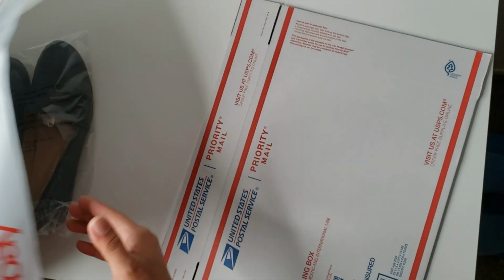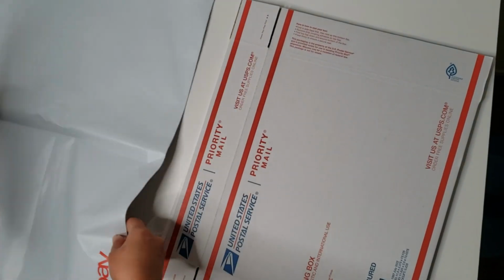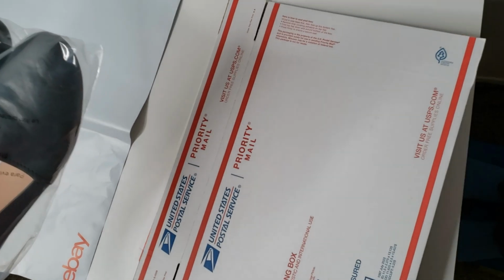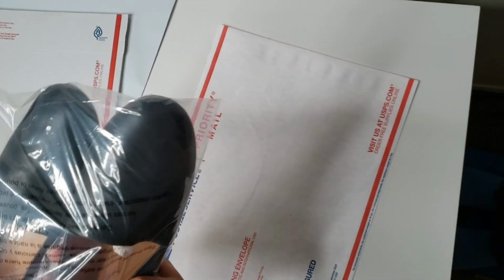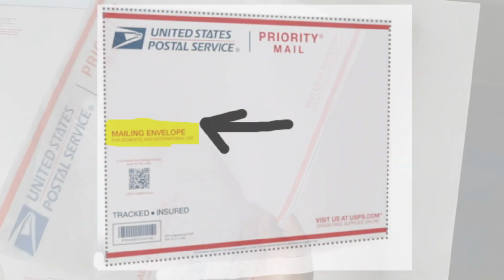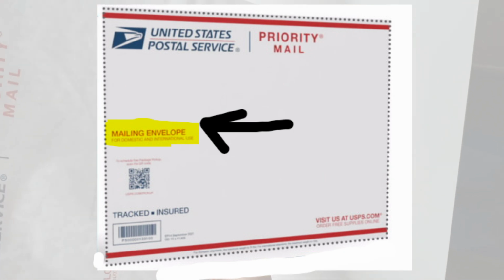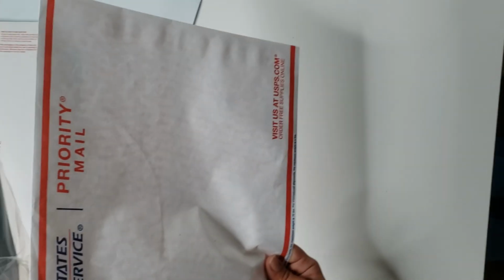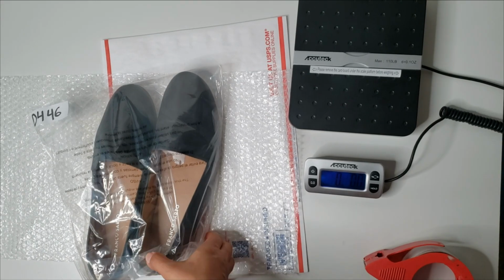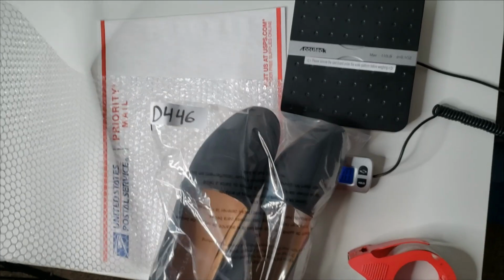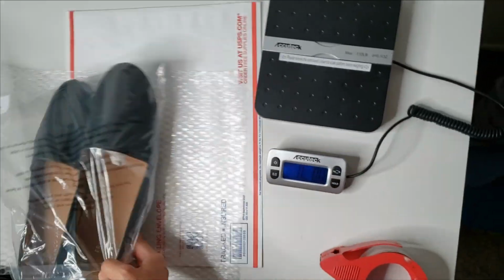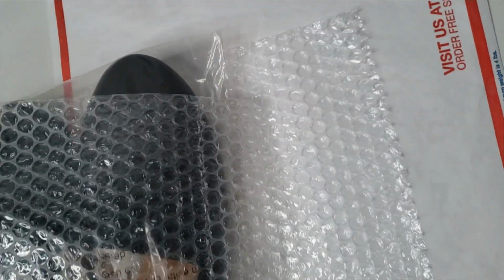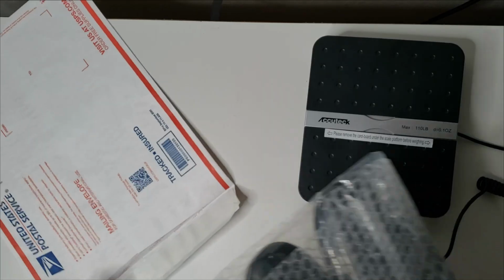If these were chunky shoes, then I would probably go with a box. But since they are lightweight and flat shoes, I'm going to use this mailing envelope right here. That will keep the weight of this package lower and therefore my final cost lower as well. To keep them extra protected though, I do like to go ahead and wrap them in this bubble wrap that I buy from Amazon. This and any other supplies I talk about will be linked down in the description. Then I will go ahead and put them in this envelope.